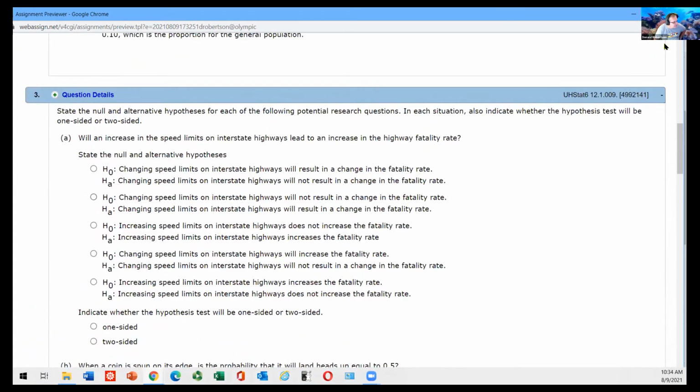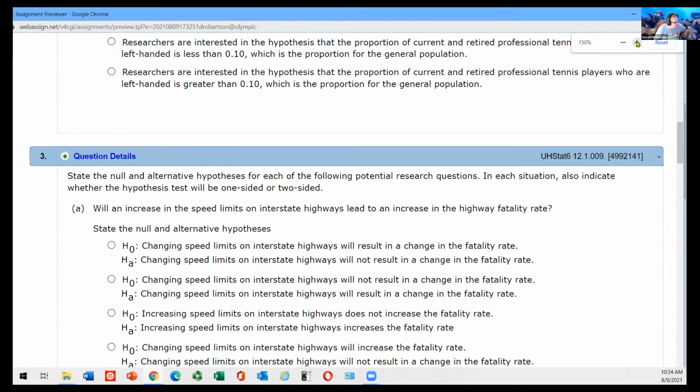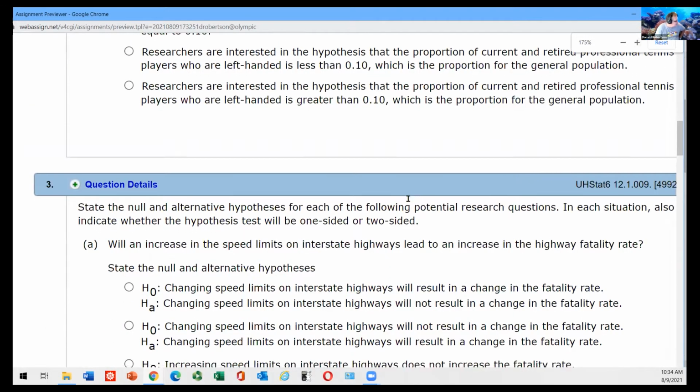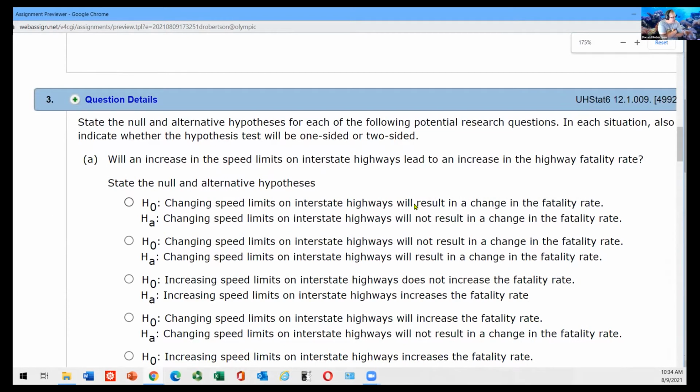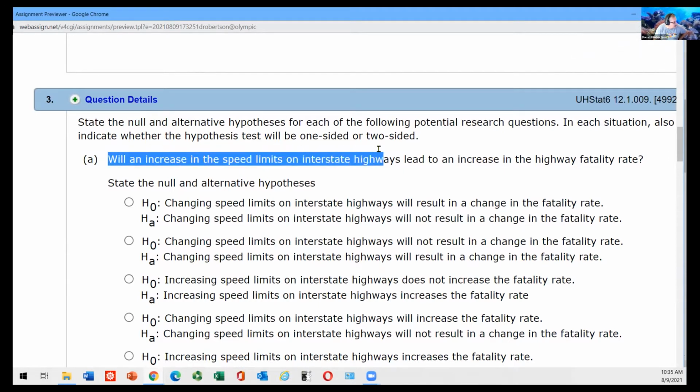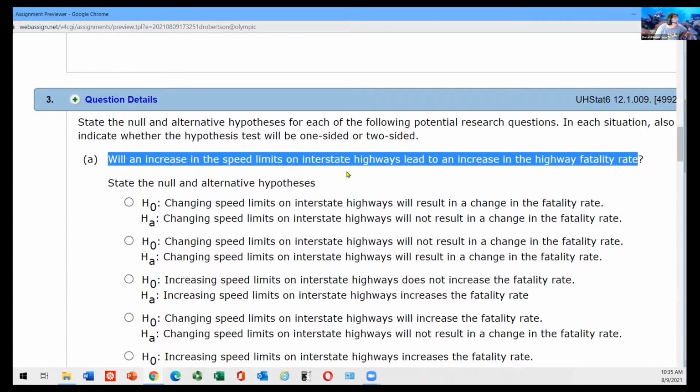Okay, here is, make this bigger. I hope it can stay as letters. Yay. We're going to state a null and alternate hypothesis. And right now they're going to do it using English rather than P equals this number and P is greater than this number, right? So in this story, will an increase in the speed limits on interstate highways lead to an increase in highway fatality rates?